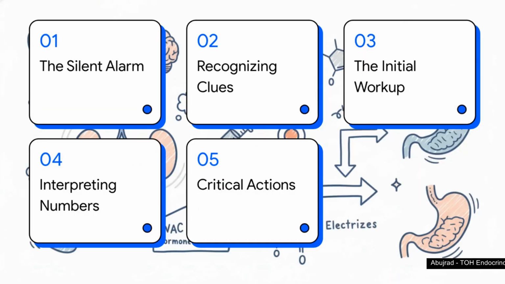So here's how we're going to tackle this, step by step. First, we'll get into the why, the basic pathophysiology. Then we'll zero in on the clinical clues you need to be looking for. After that, we'll walk through the labs, figure out how to interpret the results, and finally, cover the critical, life-saving actions you need to take when a crisis is on the horizon.